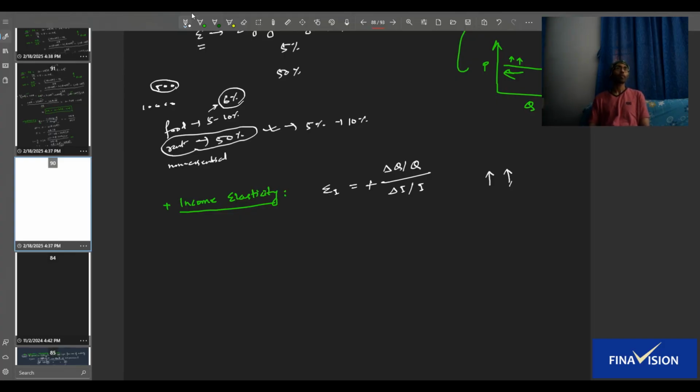Then there is cross price elasticity. This is the change in demand of product Y due to change in price in product X. So elasticity XY is equal to change in demand of product Y due to change in price of product X. What this actually means, let's discuss.